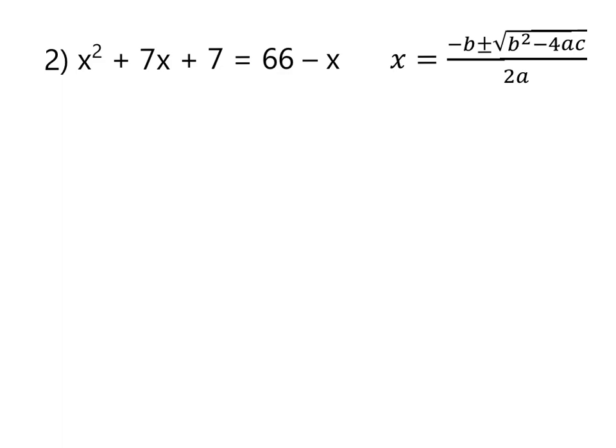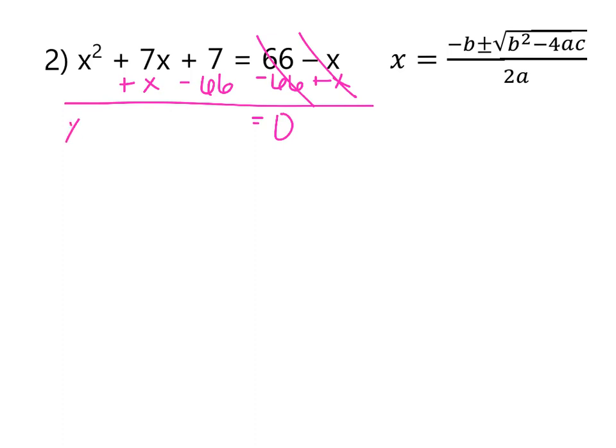So on number 2, I hope that you notice that this quadratic is not set equal to 0. So the first thing I'm going to do is set it equal to 0. So I'm going to subtract this 66 from both sides, and I'm going to put it under the 7 because that's a like term. And I'm going to add the x to both sides, and I'm going to put it under this x because that's a like term. So the right side is equal to 0, and the left side becomes x squared. 7x plus x is 8x, and 7 minus 66 is negative 59.